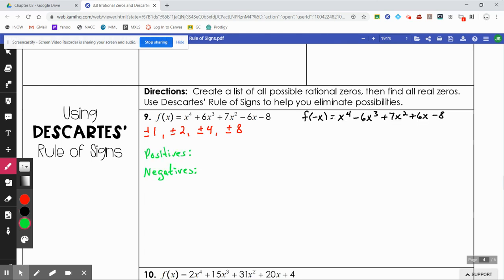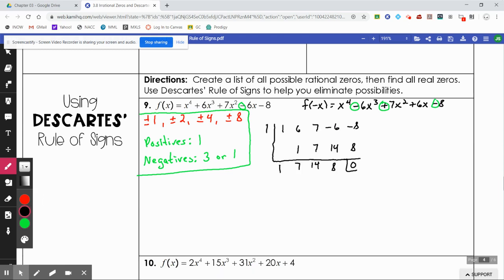Let's look for sign changes. I have 1 there, and that's it. So that means I'm going to have 1 positive root. And negatives, I have a sign change here, here, and here. So I'm having either 3 or 1 negative root. So here's all my possible rational roots and how many of each I'm going to have. So now let's go through our list and start trying to find one that does work.